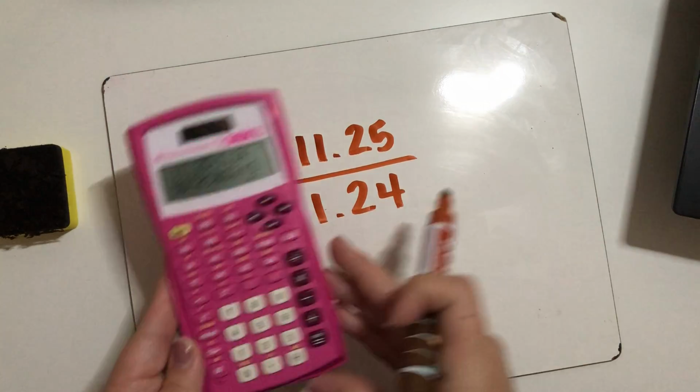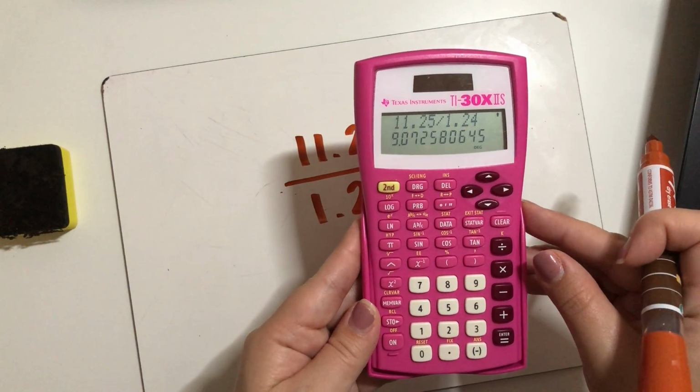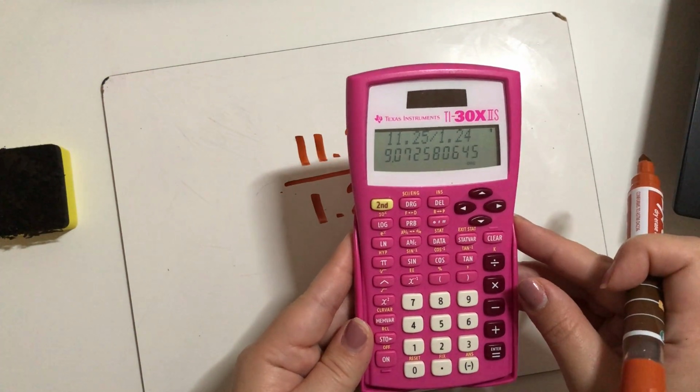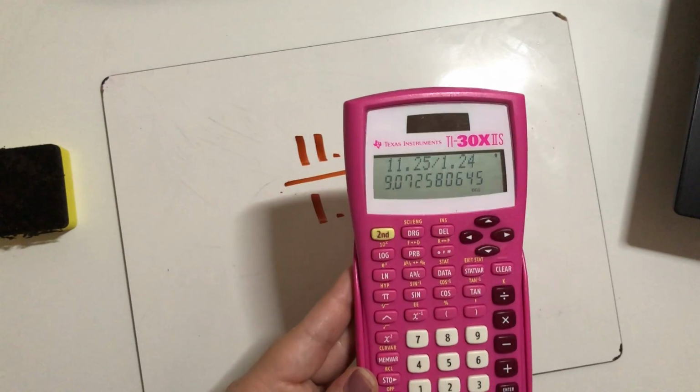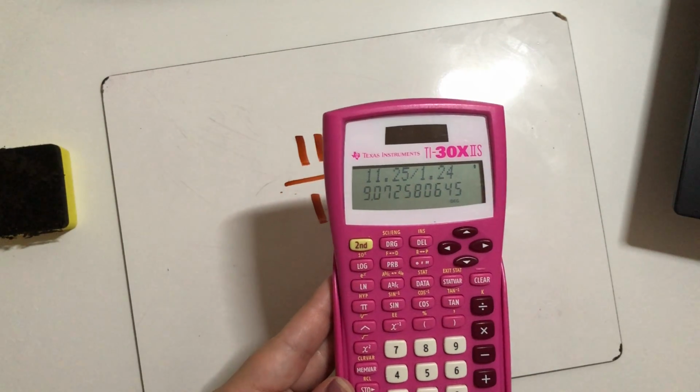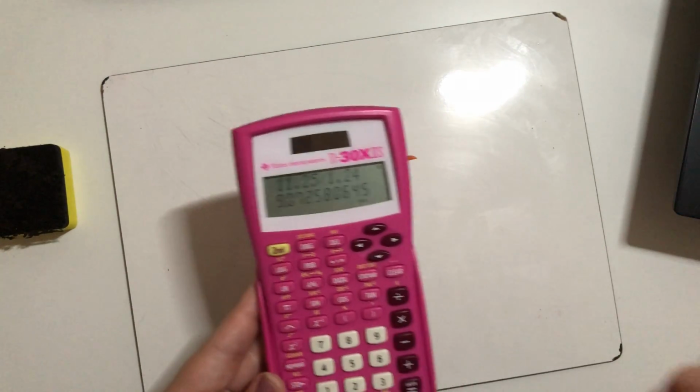So that's going to give me a number, and I wonder if you guys can see. So right there, 9.07258, and so on, right? Now, how many decimal places do we go when we're dealing with money? Yep, if you said 2 decimal places, you're absolutely correct.